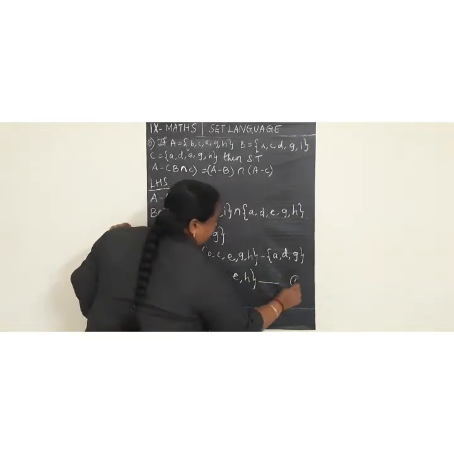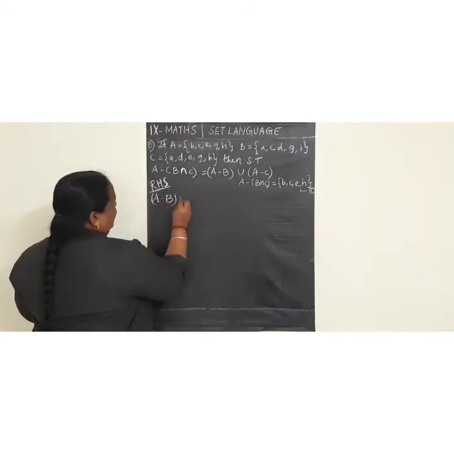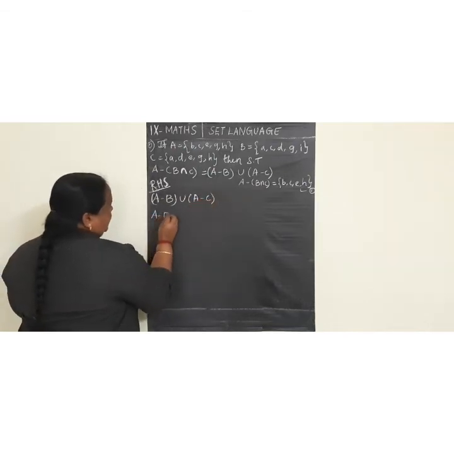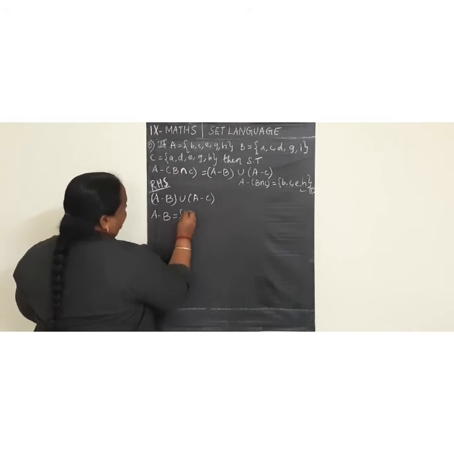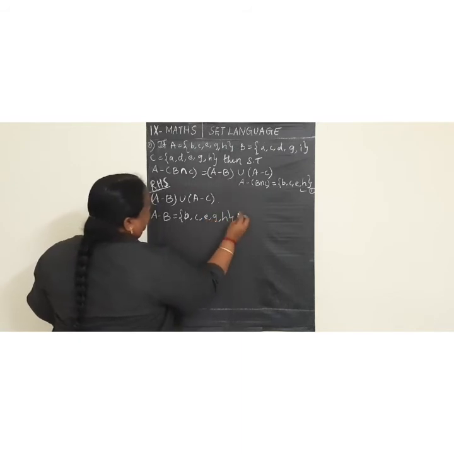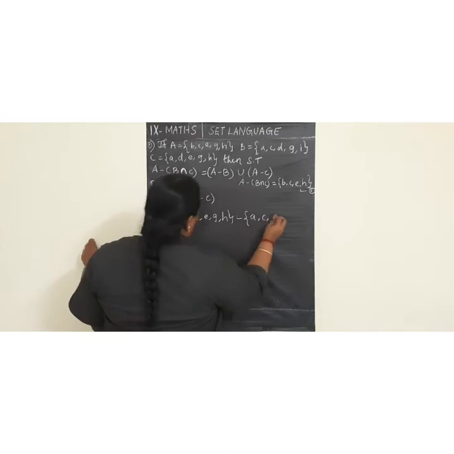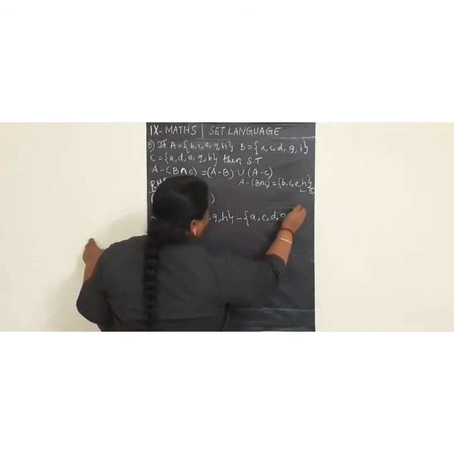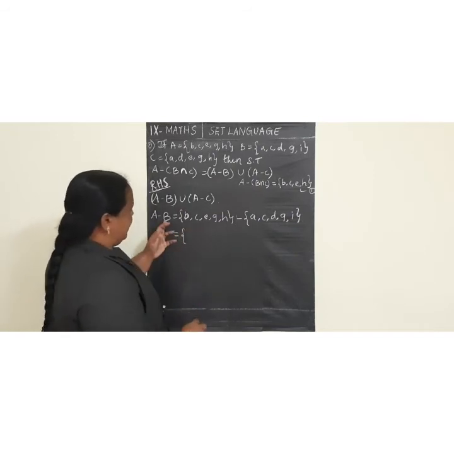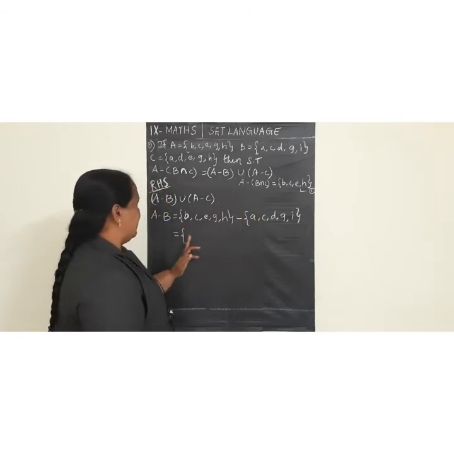We mark this equation. Next, the RHS side is equal to A minus B union A minus C. First we find A minus B, which is {A, B, C, E, G, H} minus {A, C, D, G, I}. How will you find A minus B? What are all the elements present in the set A which are not in B? So we write it as A minus B.